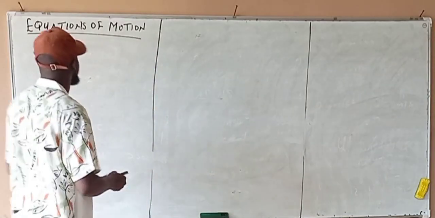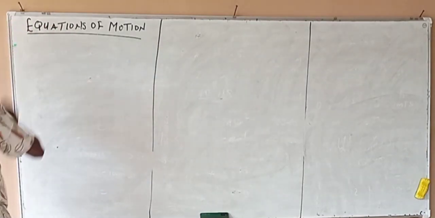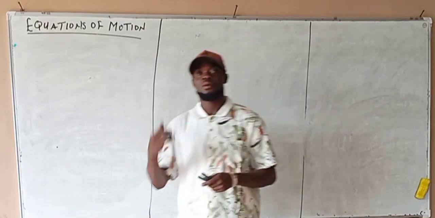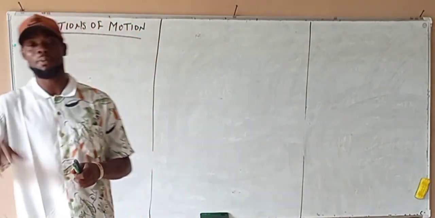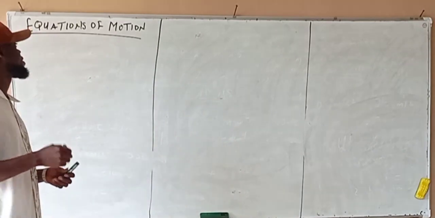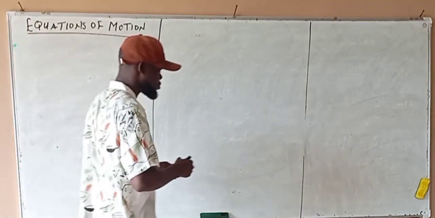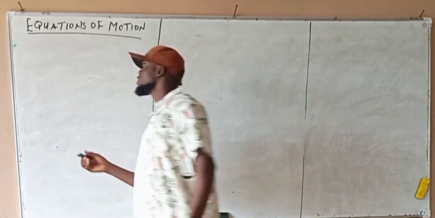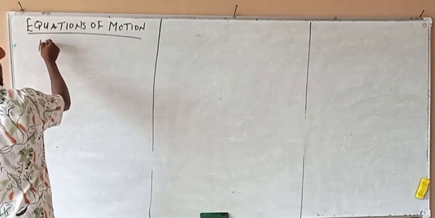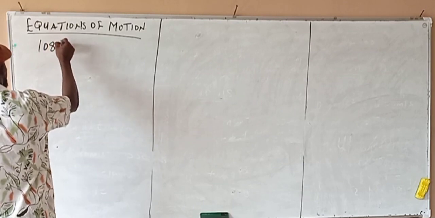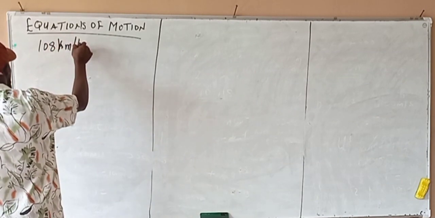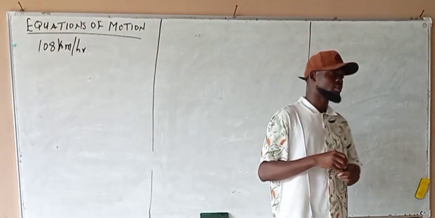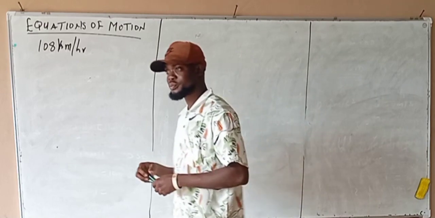Let's look at the next question. The question is, what distance is required to stop a car moving at the rate of 108 kilometers per hour?